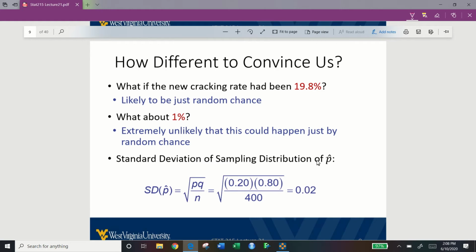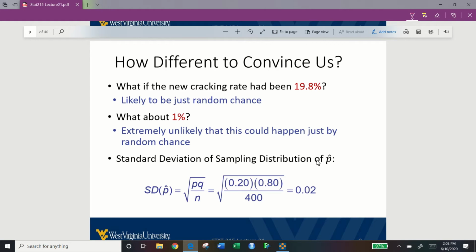This leads us to talk about the standard deviation of our sampling distribution of p hat. If you recall, the standard deviation of p hat equals the square root of pq over n. Using our ingot example, that would be the square root of 0.2 times 0.8 divided by 400. That would equal 0.02.